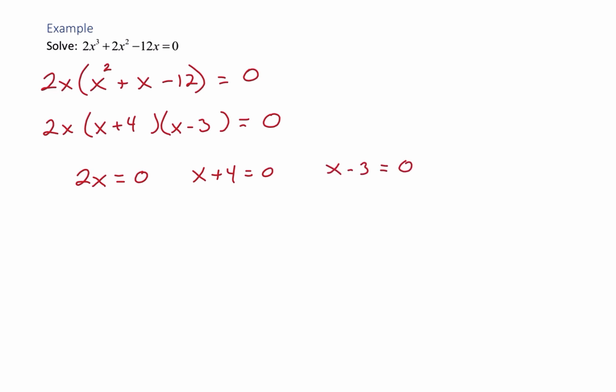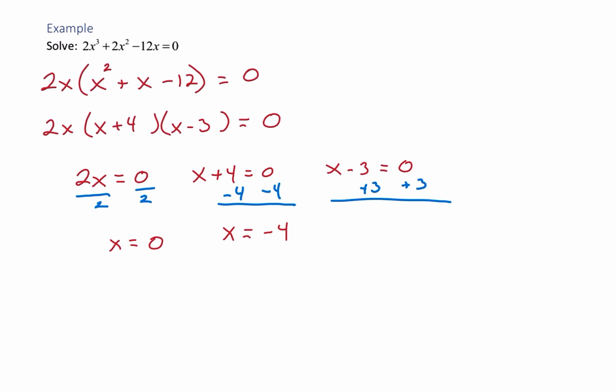And solve as usual. On the left, we'll divide by 2. x equals 0. In the middle, we need to subtract 4 on both sides of the equation, leaving us with x equals negative 4. And on the far right, add 3 to both sides, and we get x is equal to 3.